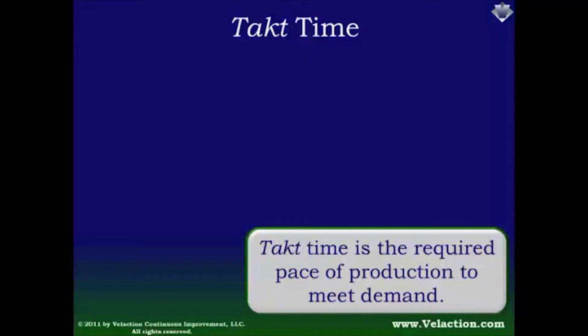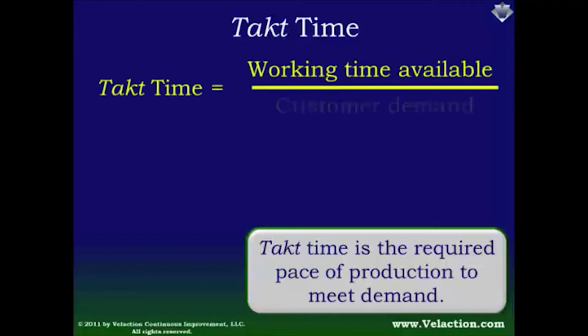If you exceed that, you overproduce. If you don't go fast enough, your customers don't get what they're asking for. Like I said, it's a pretty simple concept, and there's not much to the calculation. It's simply working time available divided by your customer demand.